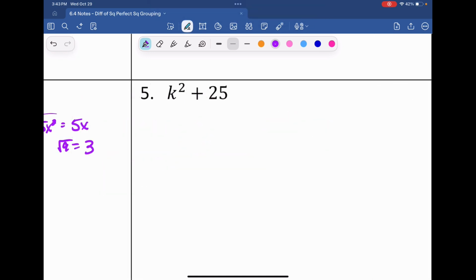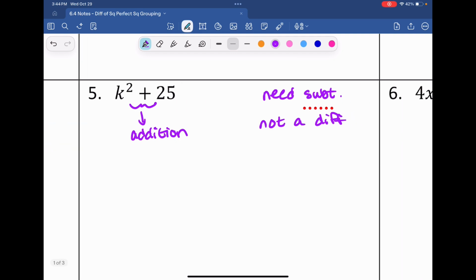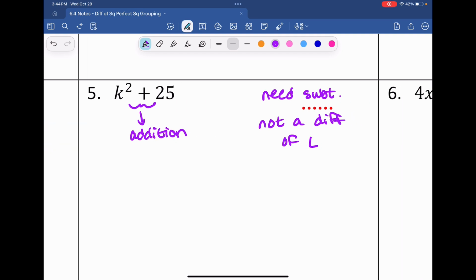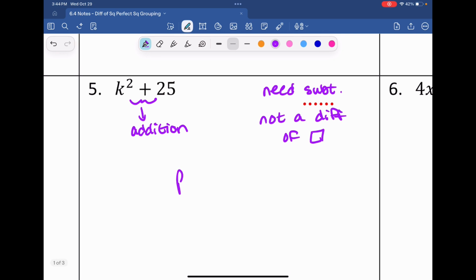Okay, example 5, that's addition. We need subtraction. So since I don't have subtraction, this is not a difference of squares. So we're going to call this prime.